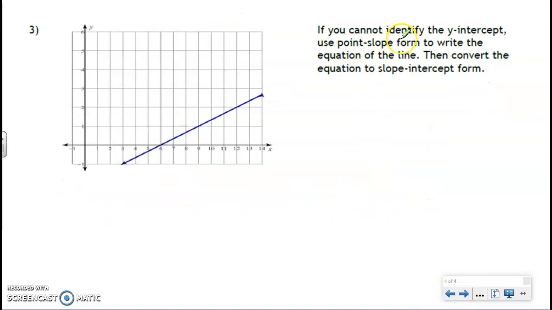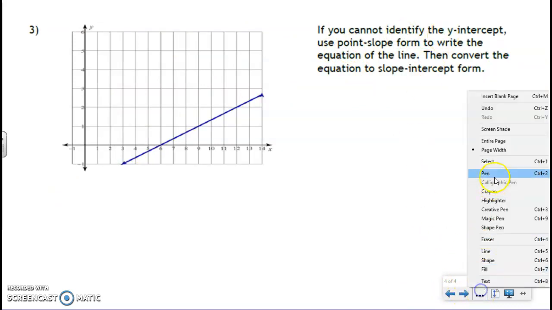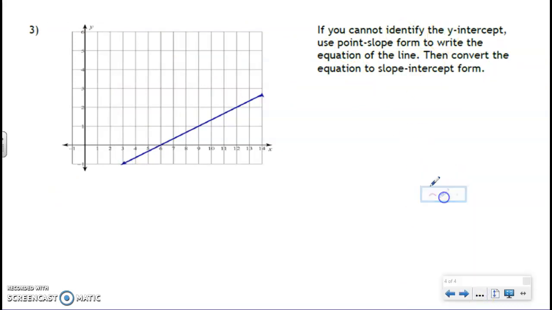Last one, if you can't identify the y-intercept, you can actually use point-slope form. So when we're doing this, I have a point right here that's pretty easy to see. It's the point 6, 0. I can also find another point on the corner there and find my slope. So I go up 1, right 3. So my slope is 1/3.